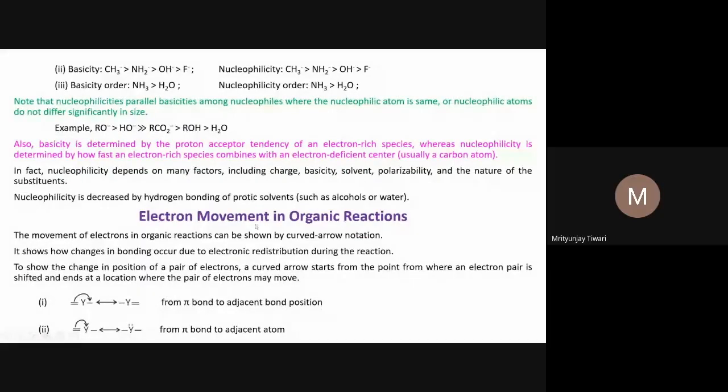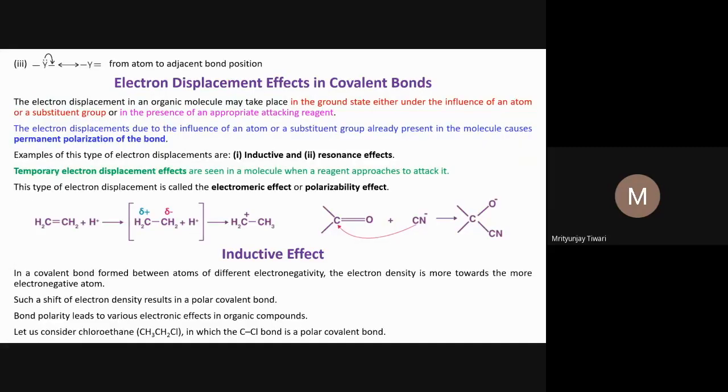Hello students, in our last class we saw the electron movement in organic molecules, how electrons move and where double bonds or single bonds form. Then we briefly looked at electron displacement effects in covalent bonds. We saw that the electron displacement effect could be a permanent effect or a temporary effect. If the electron displacement is permanent, it could be because of the inductive effect or the resonance effect.